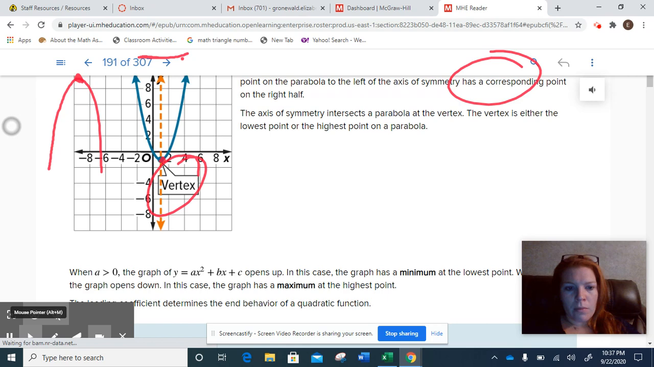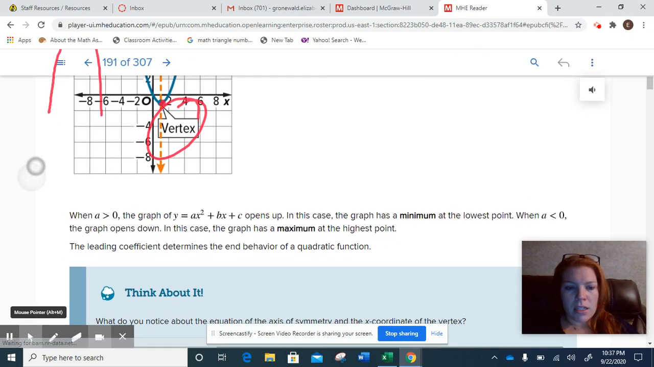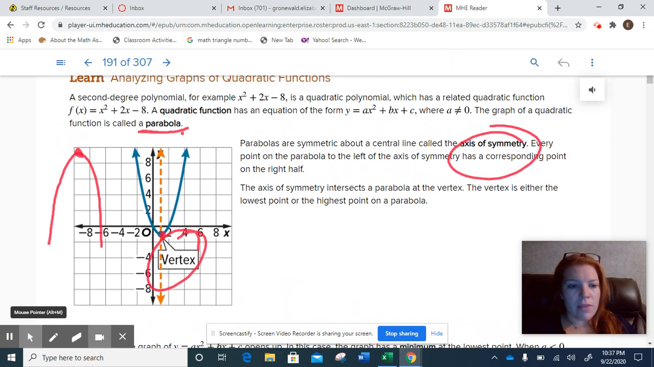Okay. They mentioned the minimum and maximum. So the graph that I drew over here would have a maximum or a highest point, and the graph that they drew here in blue would have a minimum.